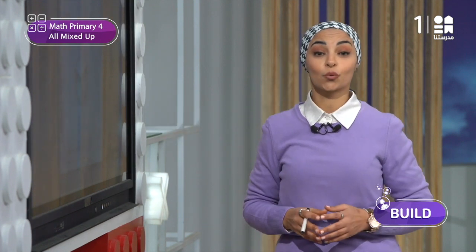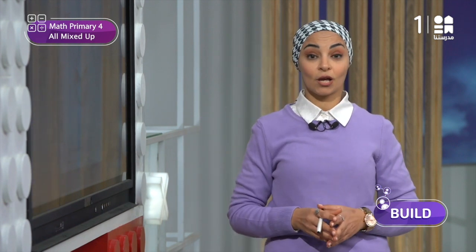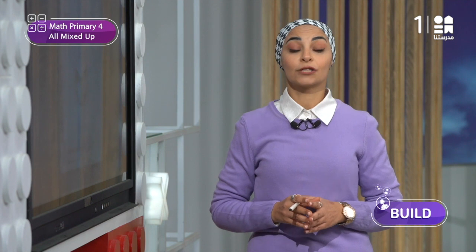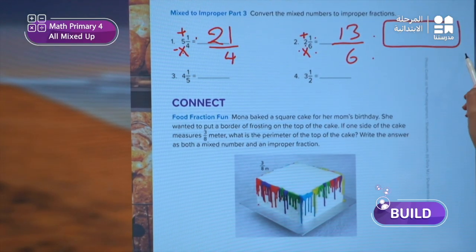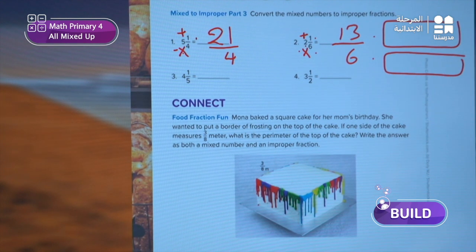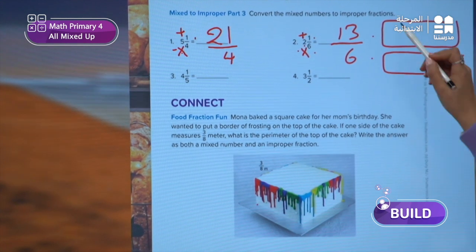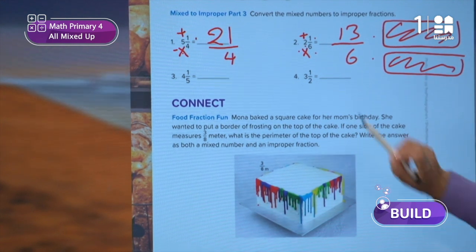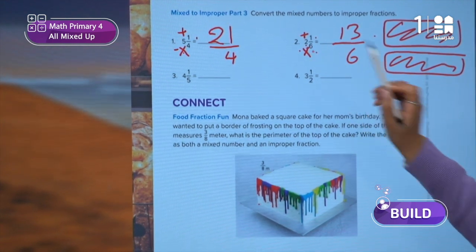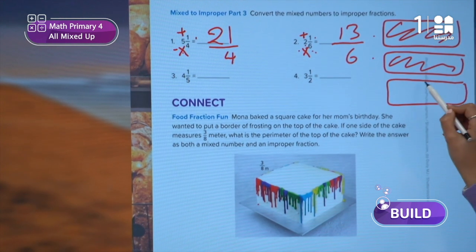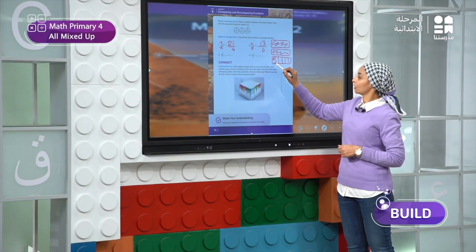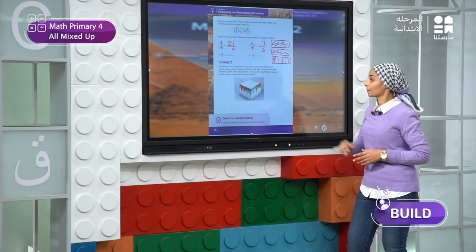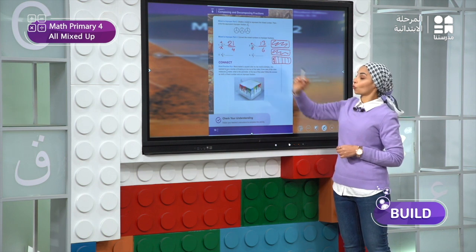To check the answer we can draw a model. By the way, we can draw a model to make sure our answer is right. We can draw 2 rectangles and divide each one into 6 parts, and I will shade the 2 rectangles. Why did I shade the 2 rectangles? Because I have 2 wholes. And I will draw a third rectangle, divide it into 6 parts also, right? And I will shade only 1/6 of it. Okay? Why? Because I have 2 wholes and 1 over 6.